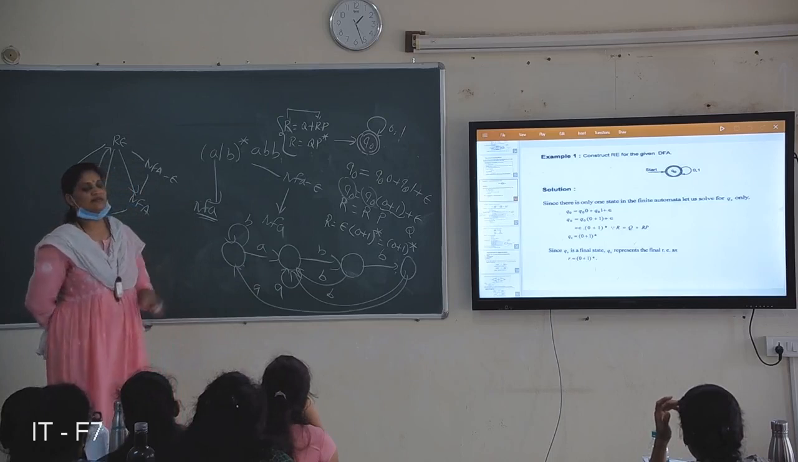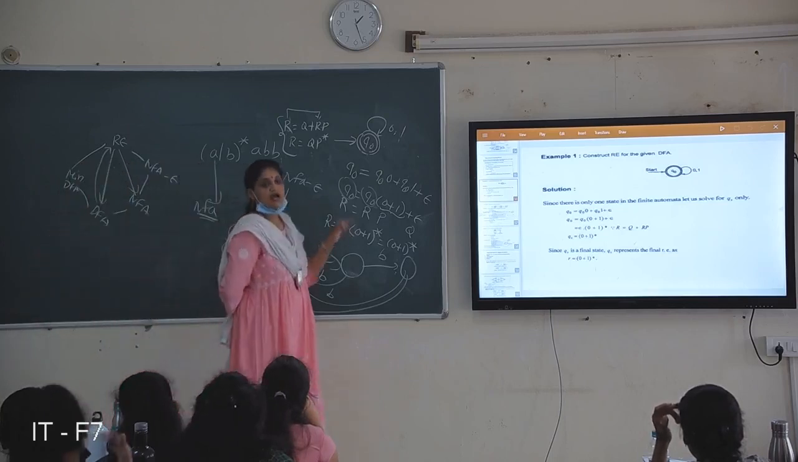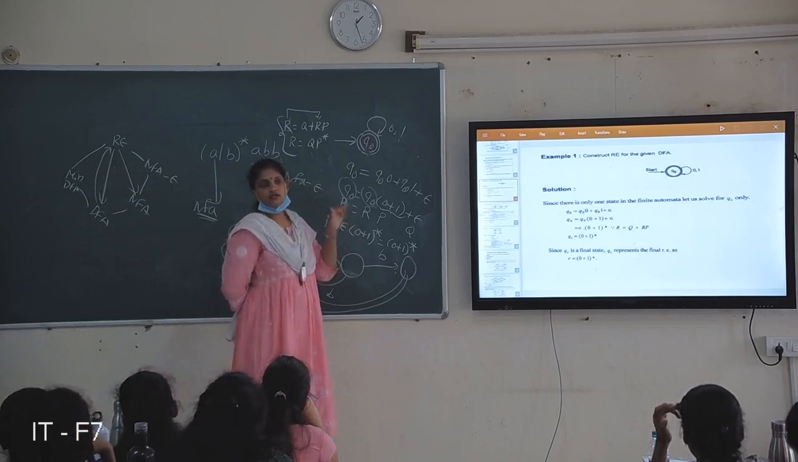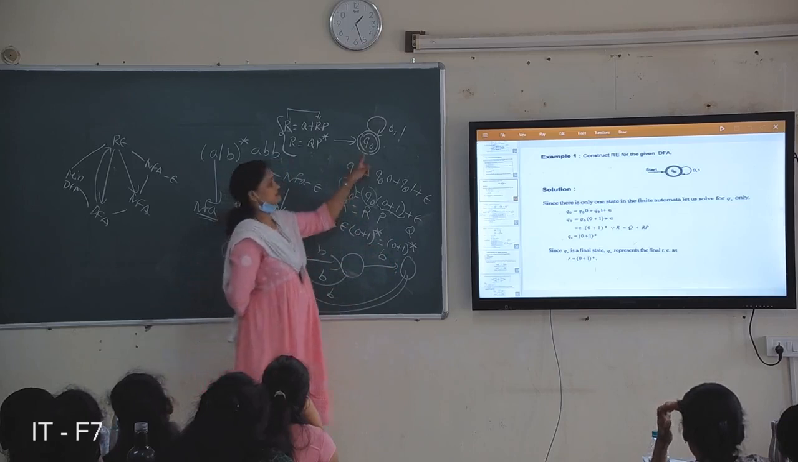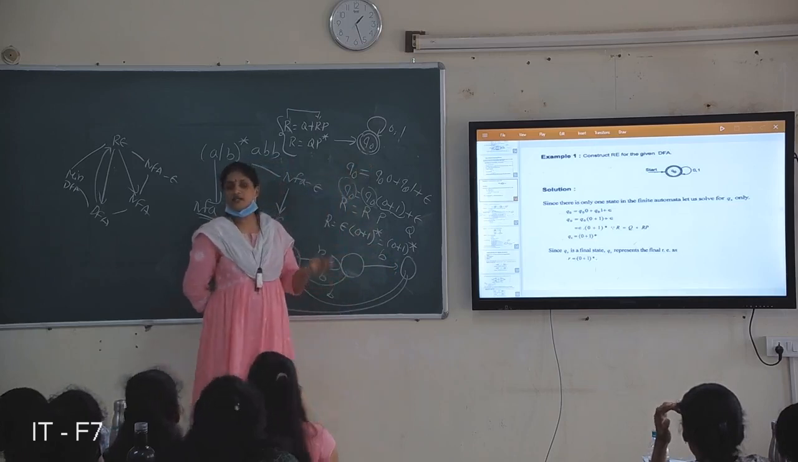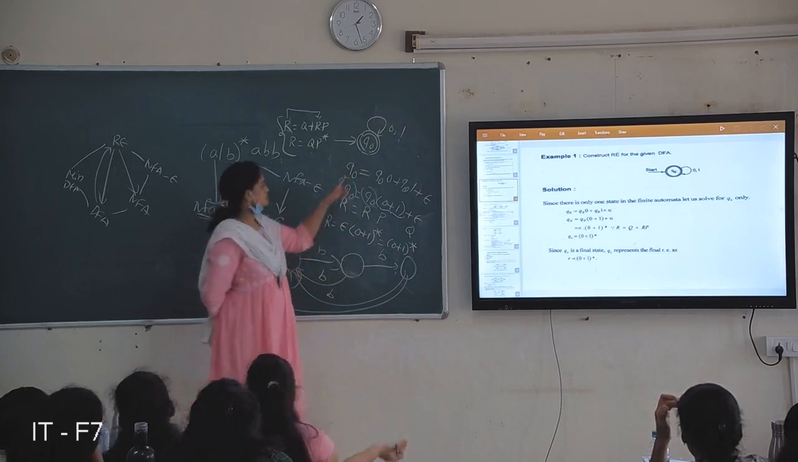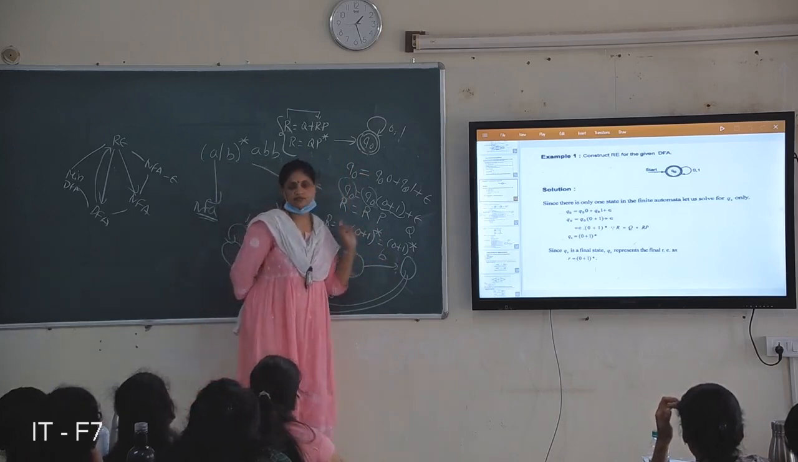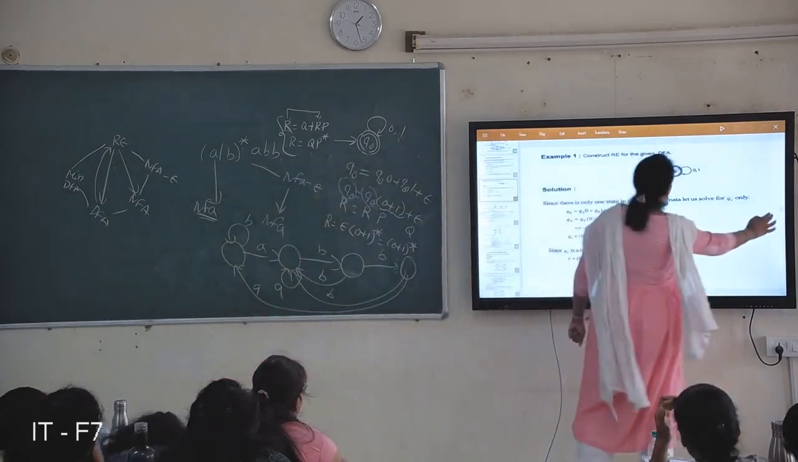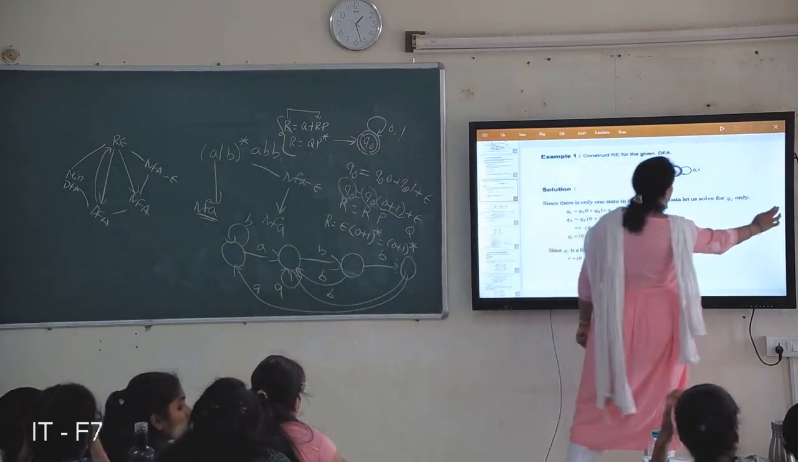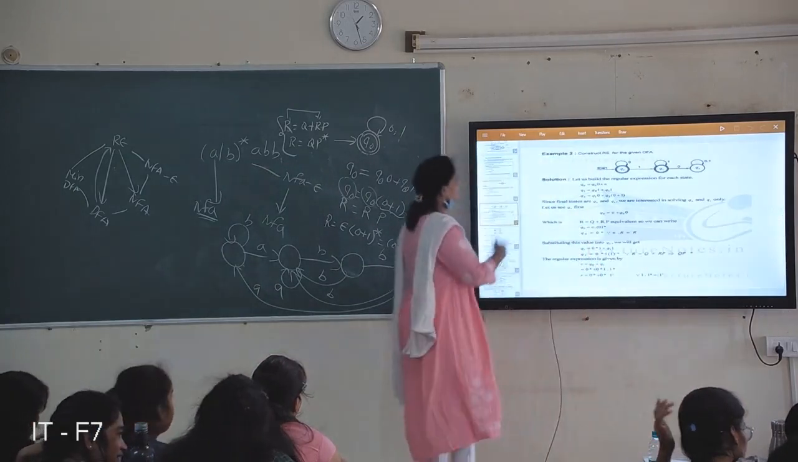So write the equation for each state, and you have to find out the regular expression in terms of the final state. Here Q naught is the initial state, Q naught is the final state, and you have to find Q naught only. So you are finding Q naught, which is 0 plus 1 whole star. Okay, let's see one more example. This is one more example.